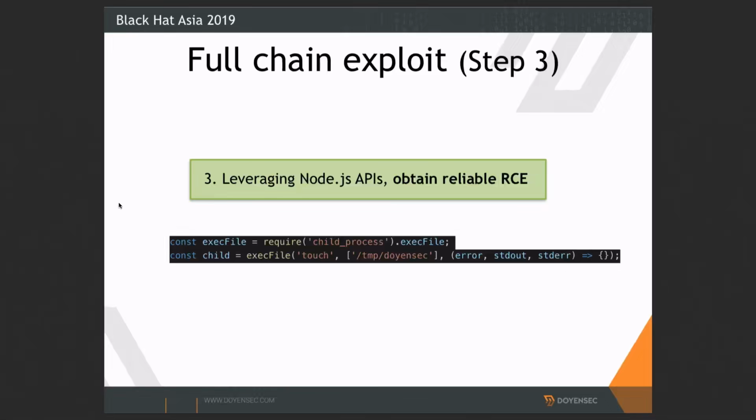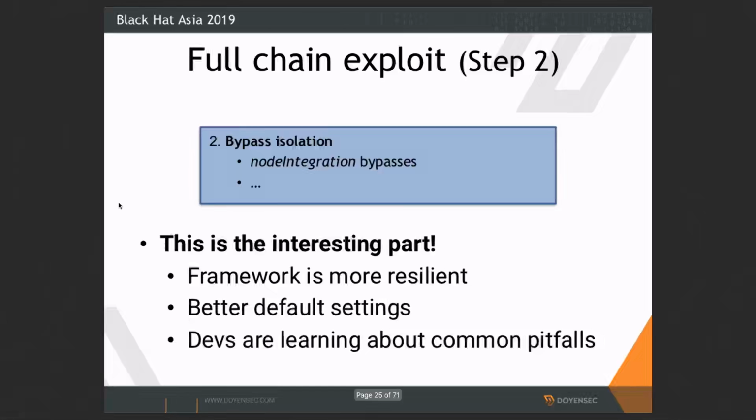Like if you are on a renderer, and you have full control of JavaScript, and there is no isolation, or you bypass the isolation, then obtaining a reliable remote code execution is as easy as using the Node.js API. And so from the pure technical standpoint, the interesting part, at least in my opinion, is step 2, how do I go from there being an XSS to bypassing the isolation in order to execute commands.